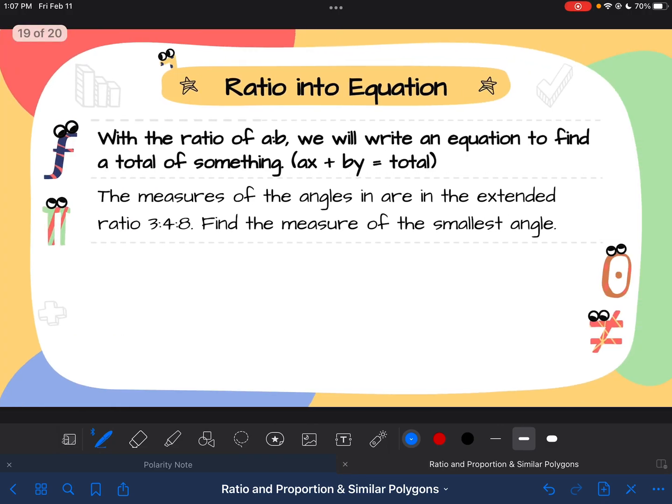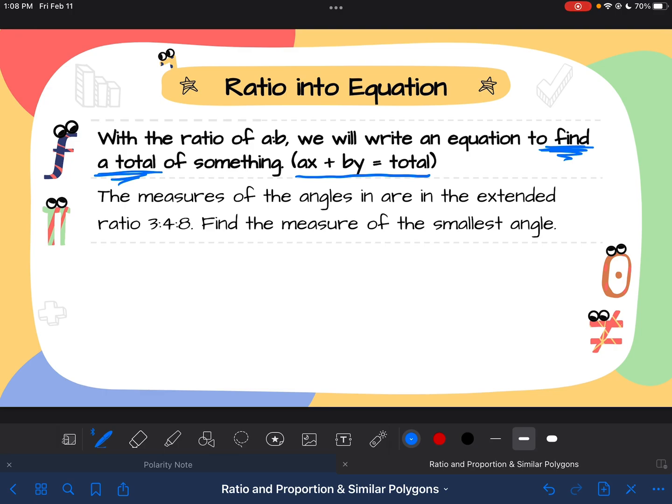So one last thing I want to talk about is ratio in an equation. What I mean by that is a ratio can be a fraction, but you can also write it as an equation, just as you can see over here. But it must add up to a total of something. For example, if you look at the example on the bottom, it says the measures of the angles are in the extended ratio of 3, 4, 8. Find the measure of the smallest angle.